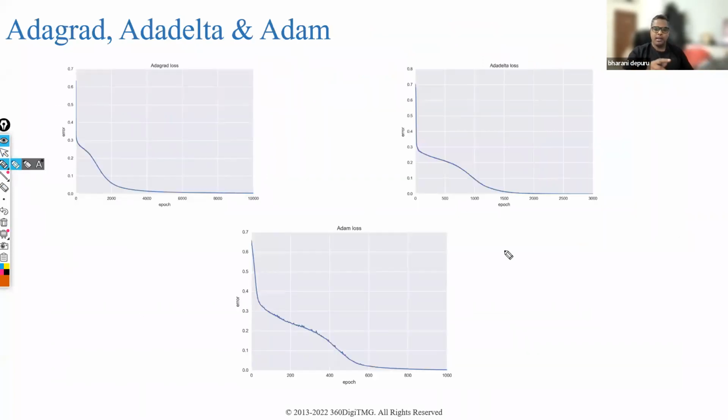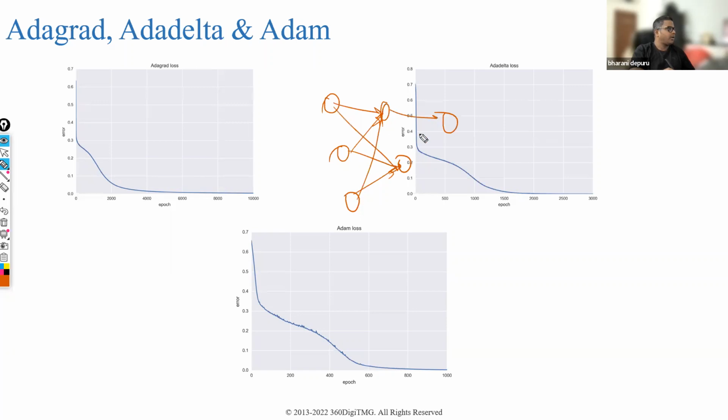But then, can I have different learning rates for different weights? Or can I have a tailored formula for different weights? If you have a neural network like this, then for all these weights you will have the same formula. But can I have a different formula for each of these weights? Can it be that adaptive?